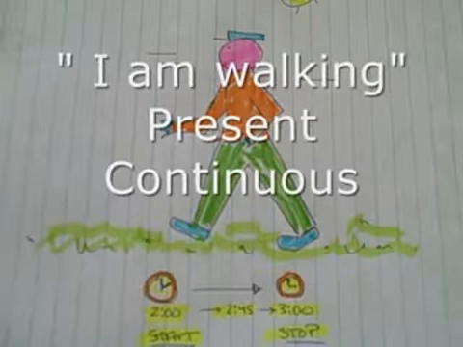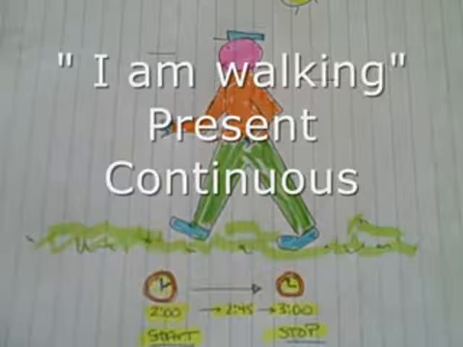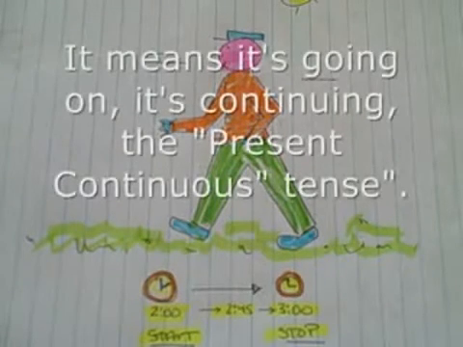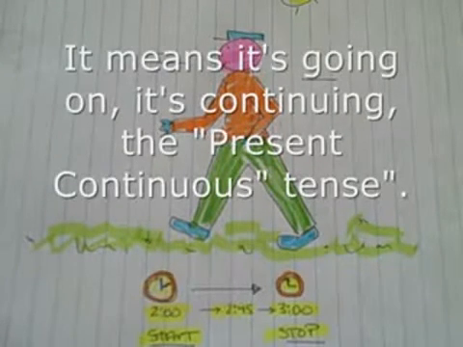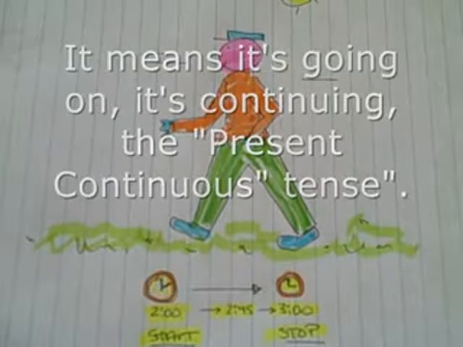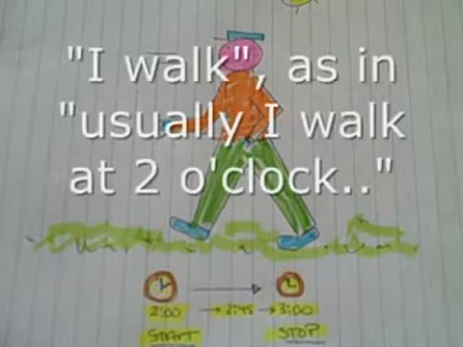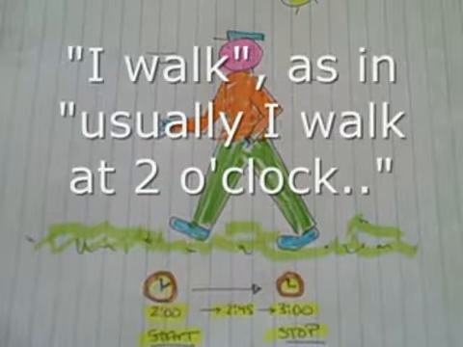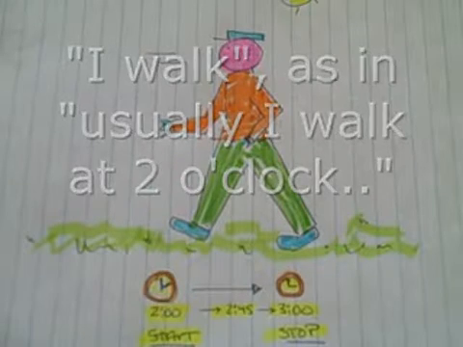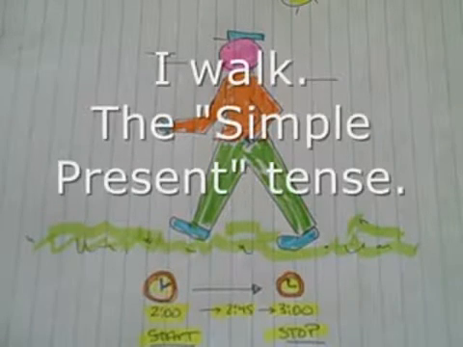I am walking. I am walking is called the present continuous. It means it's going on. It's continuing. The present continuous tense. I walk, as in, usually I walk at 2 o'clock. That's the simple present. I walk, the simple present tense.